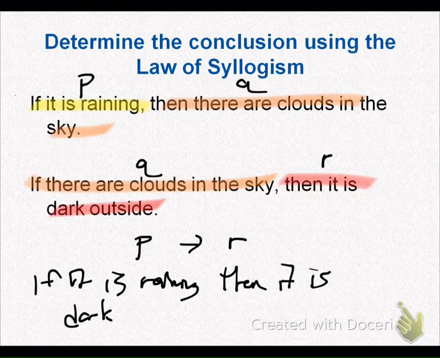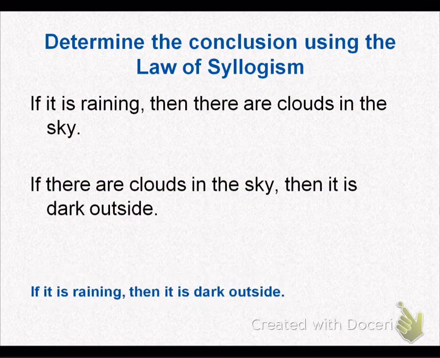So notice the difference is it uses three statements, P, Q, and R, where law of detachment only uses two. If P then Q, if Q then R, therefore P then R. I think the best way to go through is to underline them and make sure you know which statement's which, and you can see if a logical conclusion follows. Good, so that would be the logical conclusion: if it is raining, then it is dark outside.